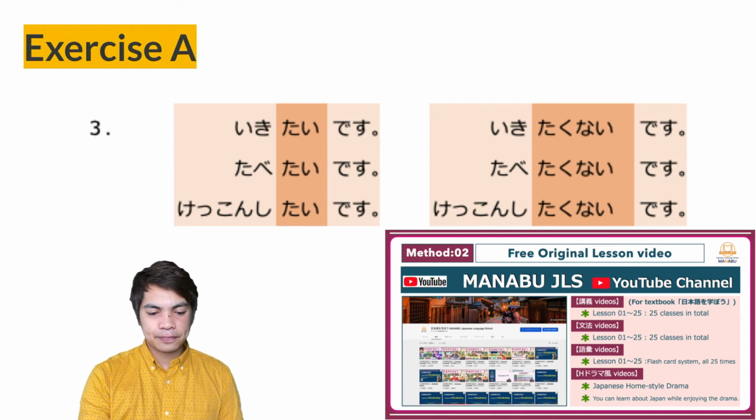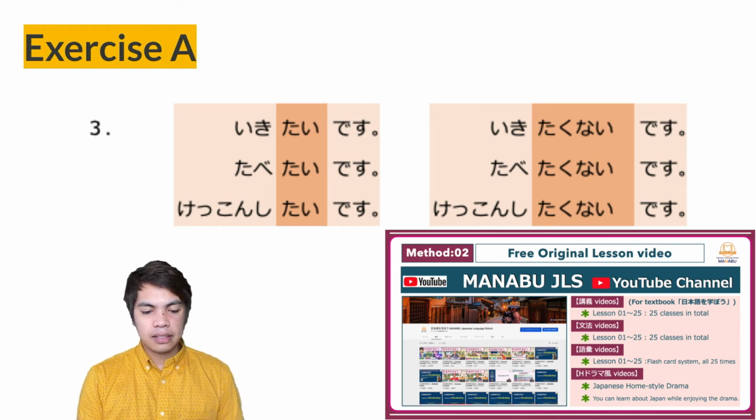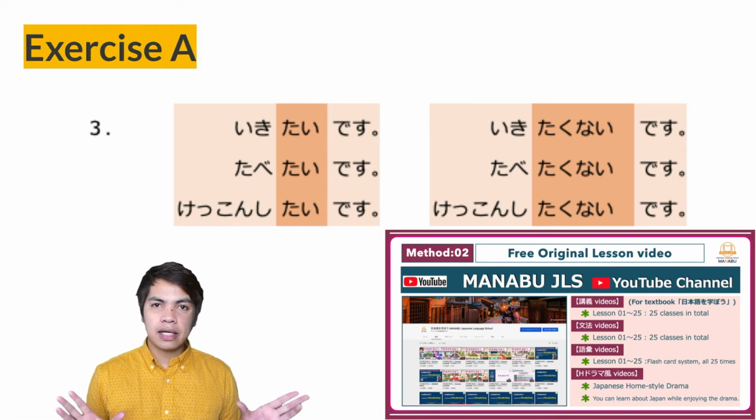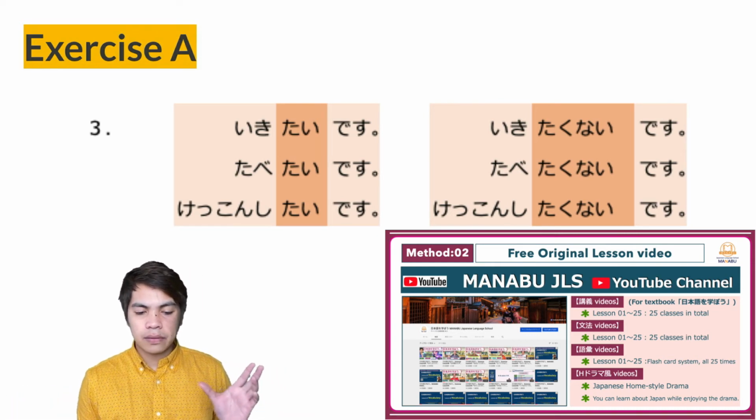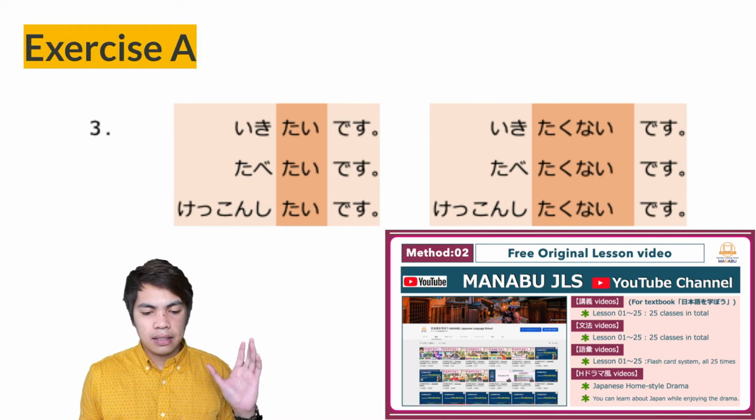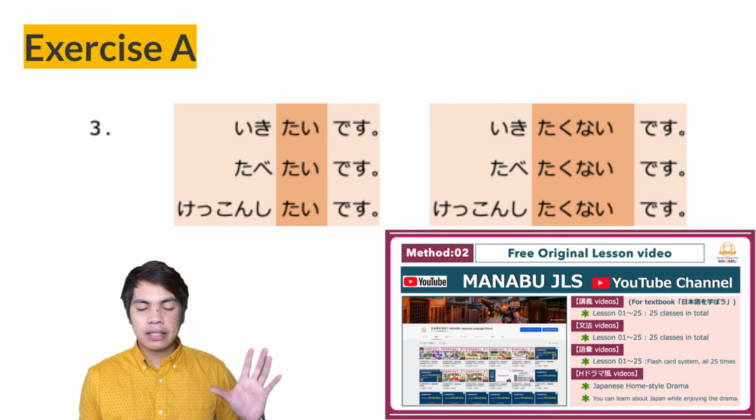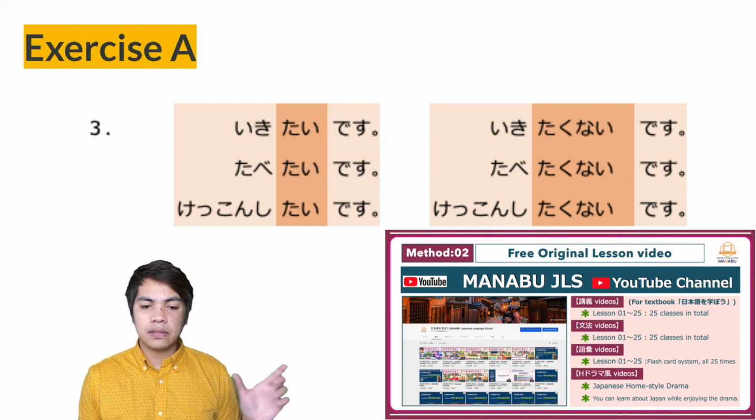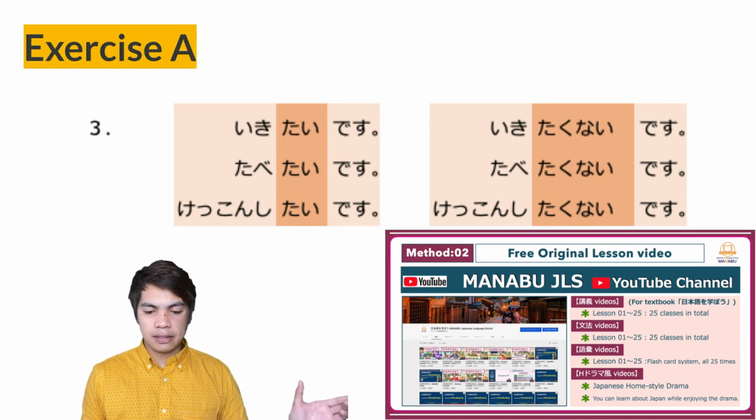Number 3, from the verb ikimasu. Then the tai form is ikitai desu. Ikitai desu, I want to go. The negative form of ikitai desu is ikitakunai desu. I don't want to go. So ikitai, just like what we did on the i adjectives, to make it a negative form, we omit i, then add kunai. So ikitai, ikita, then kunai desu.